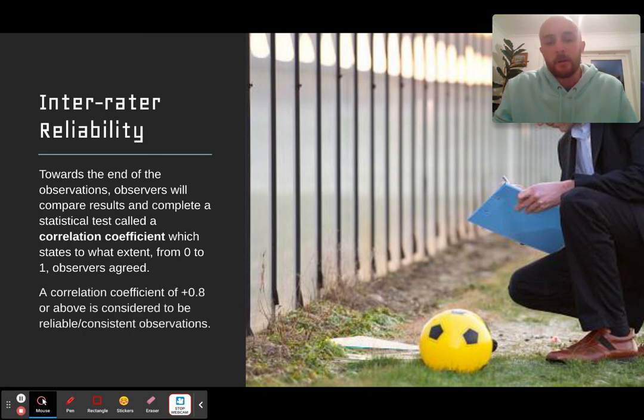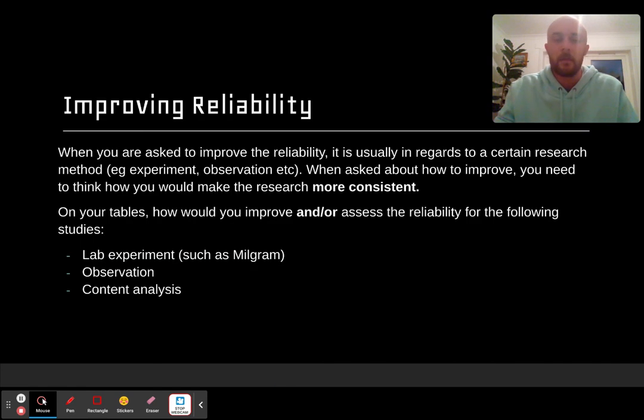So a correlation coefficient of plus 0.8 would be considered reliable. It would be considered similar. Essentially, what that means is your two observers have actually agreed 80% of the time.